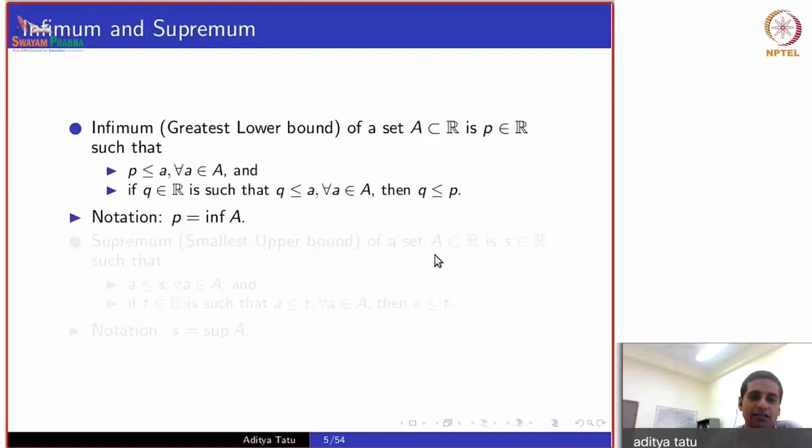Okay, sure. So the infimum of a set A, which is a subset of the set of real numbers, is a real number, let's call it P, such that all elements of this set A, denoted by small a, are greater than or equal to this real number P. That is the first condition for an infimum, which is also sometimes called the greatest lower bound. So P must be less than or equal to all elements of that set A, and of course this doesn't uniquely define the infimum. There can be some other real number, let's call it Q, which is also less than or equal to every element of the set A. If there is such a Q, then that Q must be less than or equal to this P, which is the infimum.